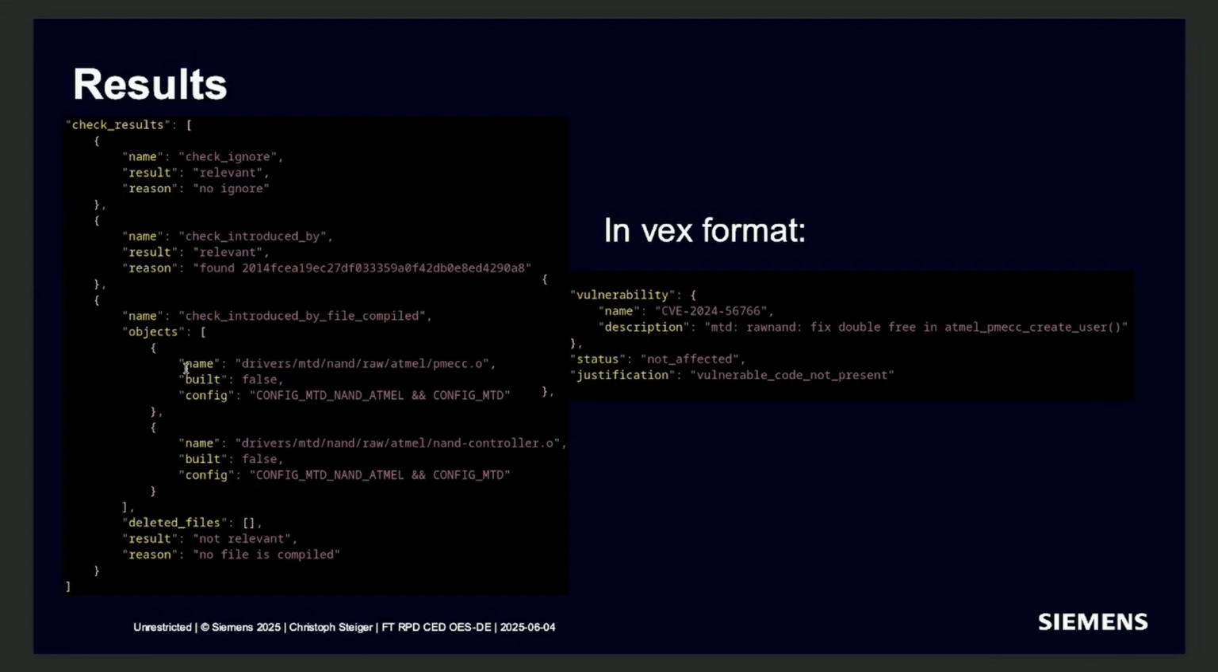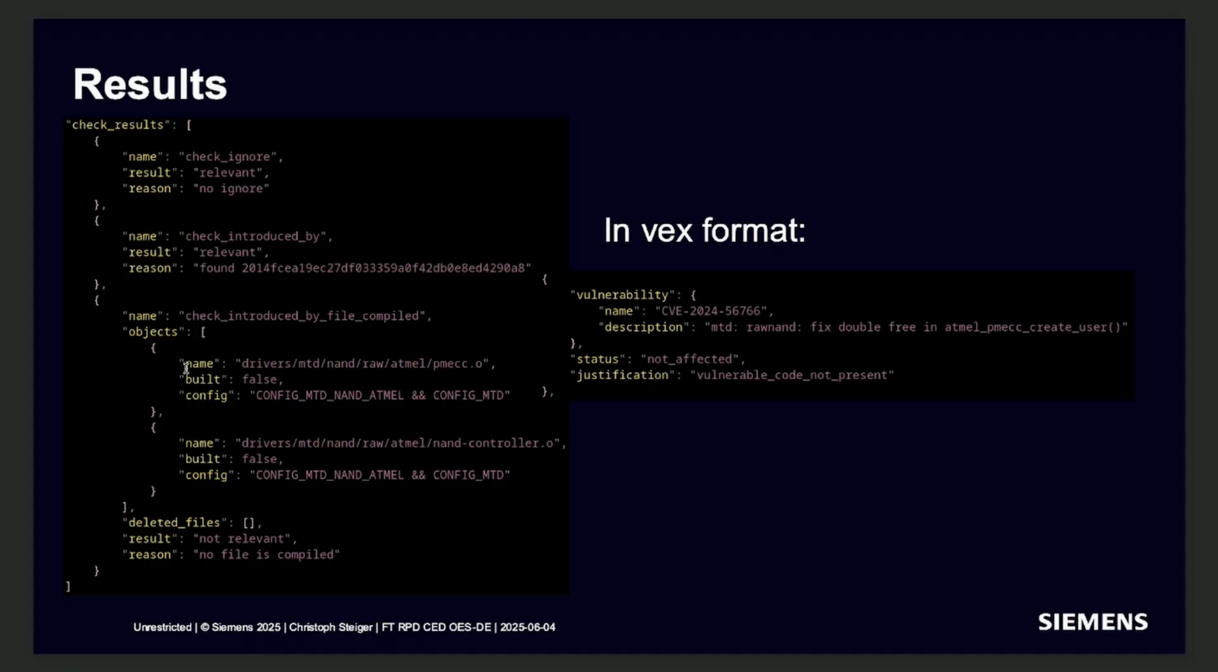You can see on the left side outputs of this tool. It's in JSON. This is proprietary, of course. You can see the checks that were run. First, we checked introducing commits, ignores in the CVE message, and we can see we found the introducing commit in our history, which is bad.